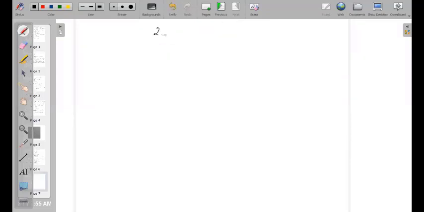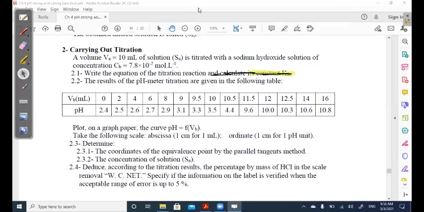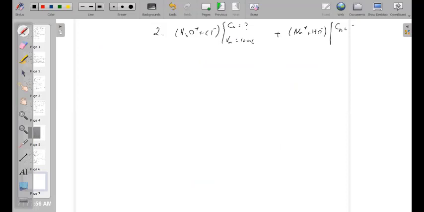Then part 2, we have hydrochloric acid solution, H3O+ plus Cl-, of Ca to be determined. We take Va equal 10 milliliter. We titrate it using sodium hydroxide solution of Cb equal 7.8 × 10^-2 mole per liter. VBE from the graph. 2.1, the equation of titration: H3O+ plus HO- completely gives H2O.